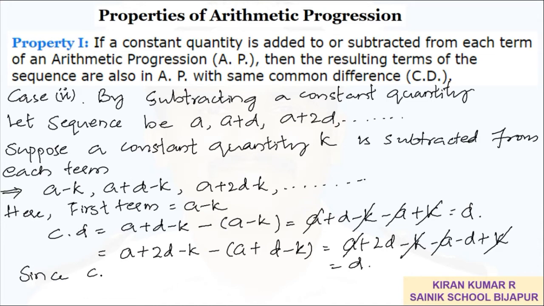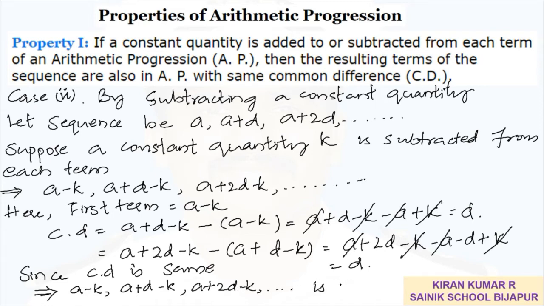Since common difference is same, we can conclude that a minus k, a plus d minus k, a plus 2d minus k, and so on is an AP. Therefore, whenever a constant quantity is added to or subtracted from each term of the arithmetic progression, then the resulting terms of the sequence are also in AP with the same common difference.